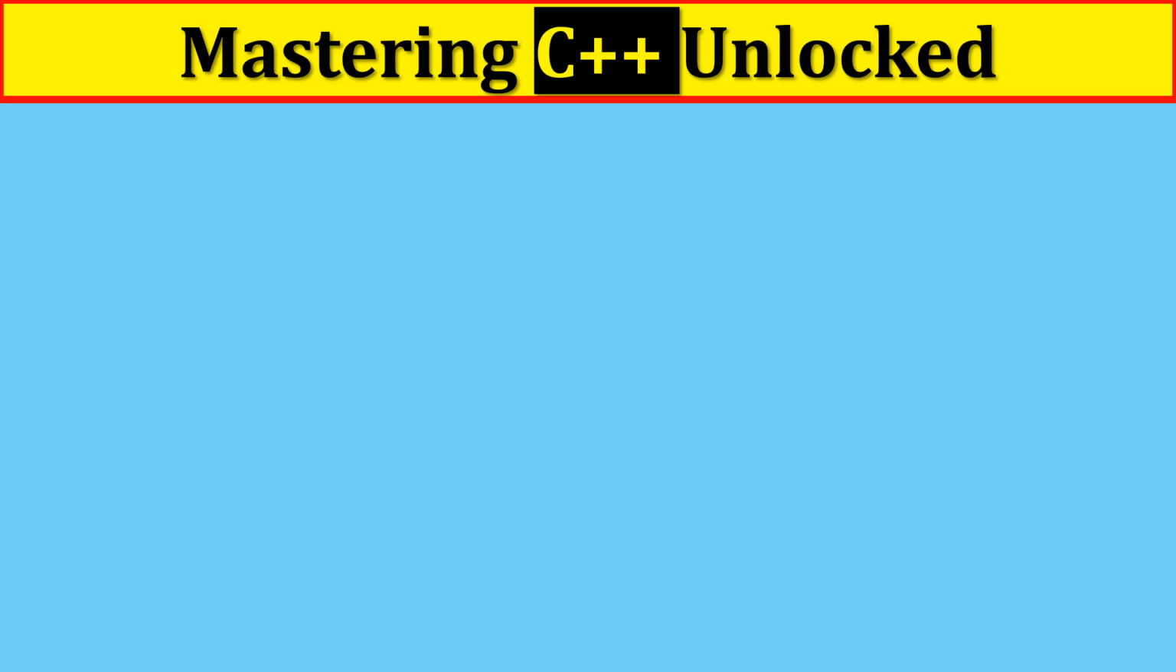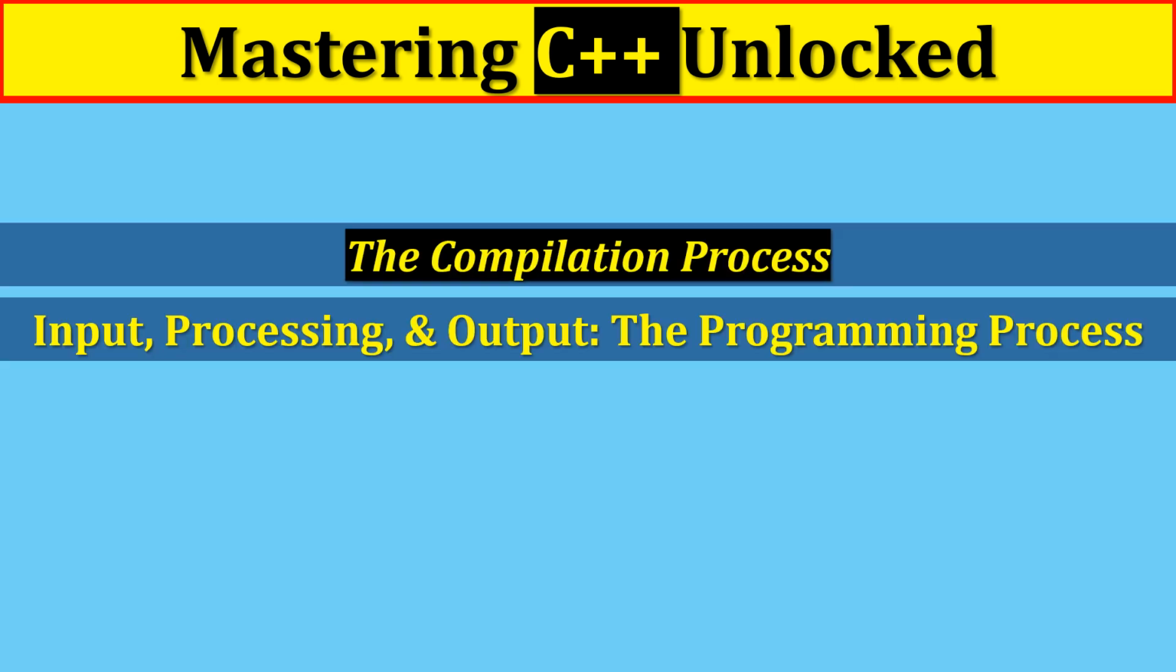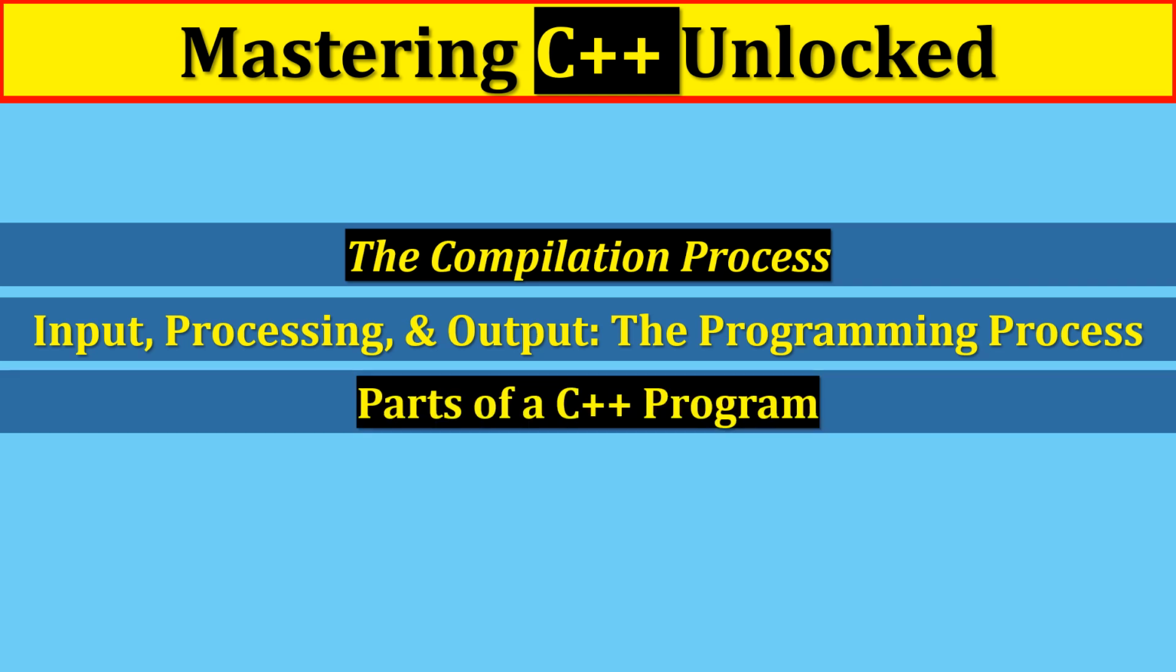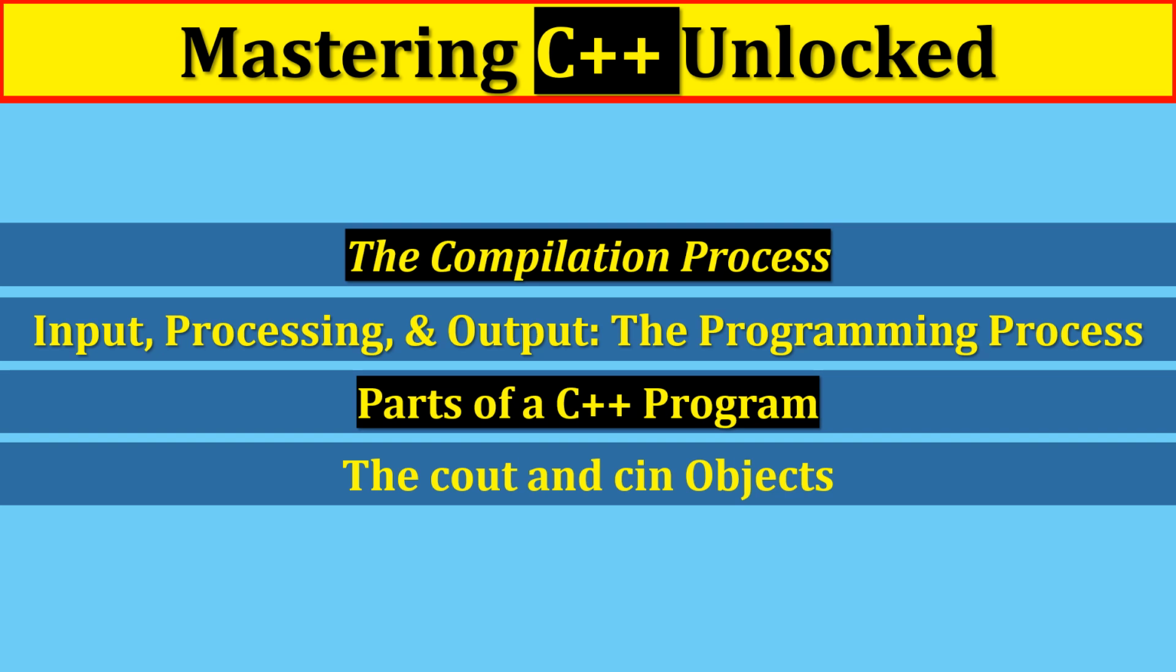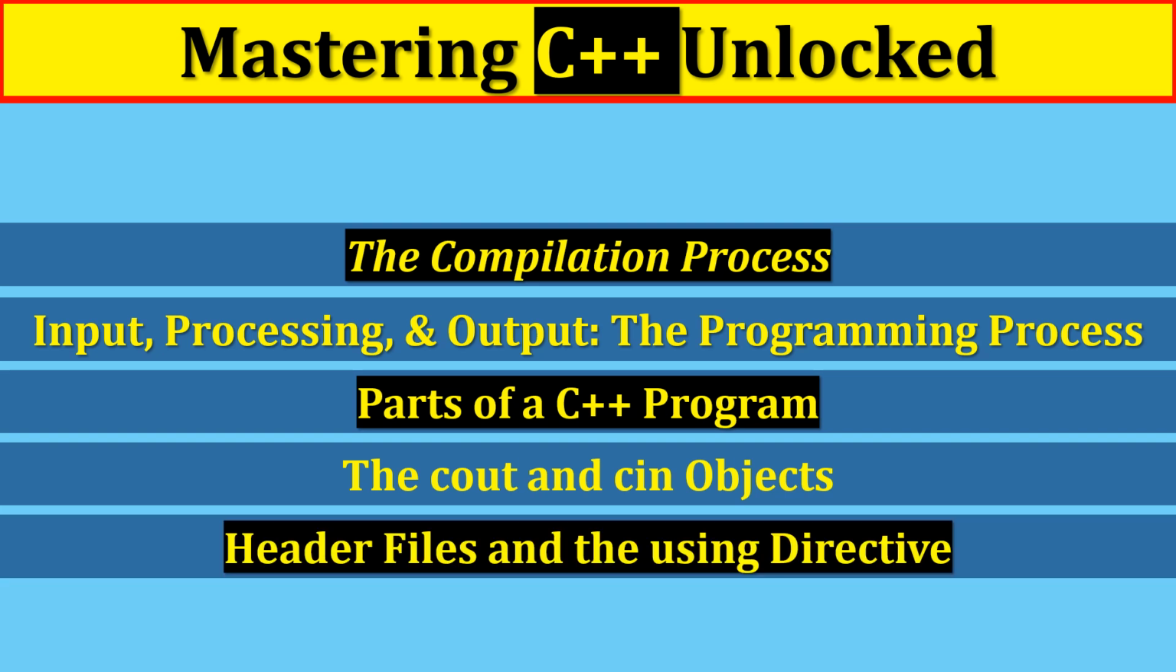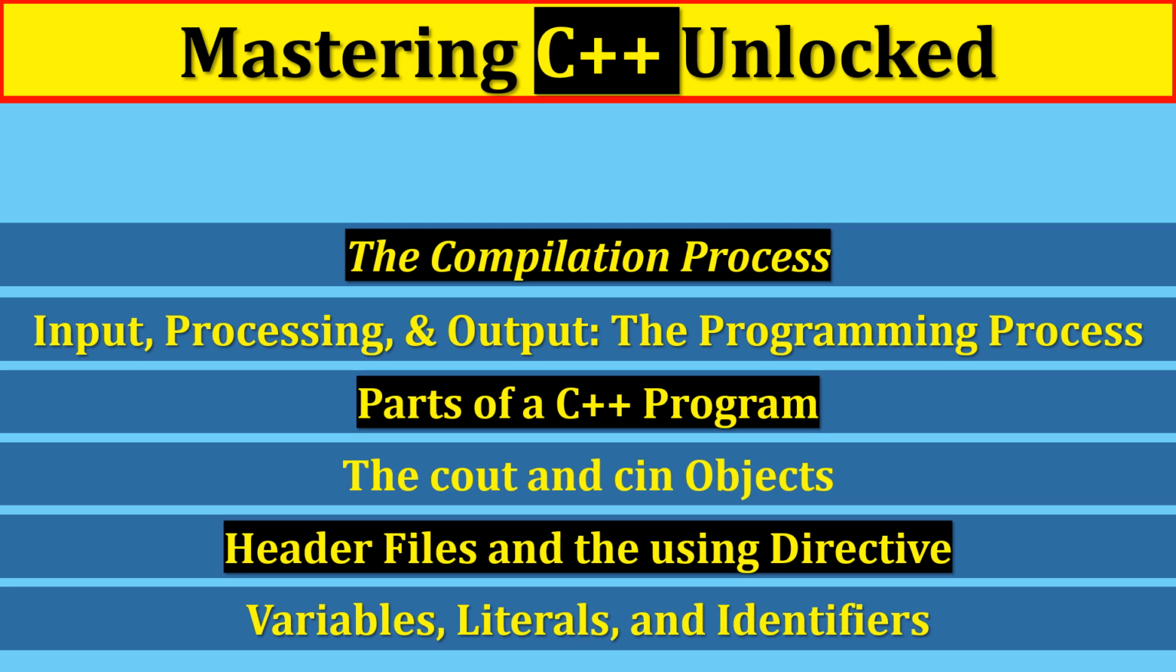This is lecture 2. In today's session, we will dive into key topics: the compilation process, input, processing and output, the programming process, parts of a C++ program, the cout and cin objects, header files and the using directives, and variables, literals, and identifiers. Whether you are new to C++ or revising these basics, this lecture will equip you with essential knowledge to build reliable programs. Let's jump in.